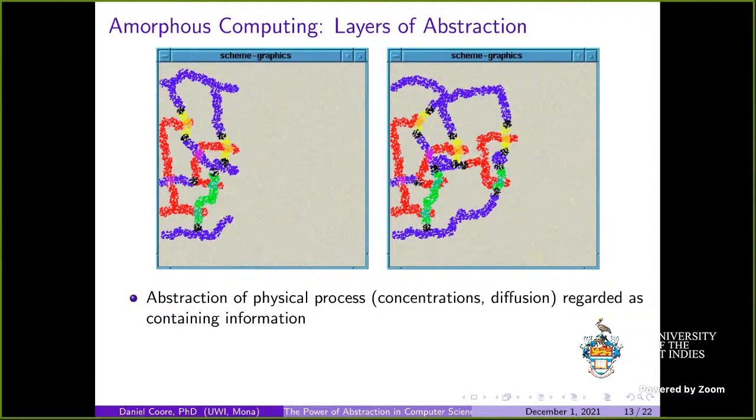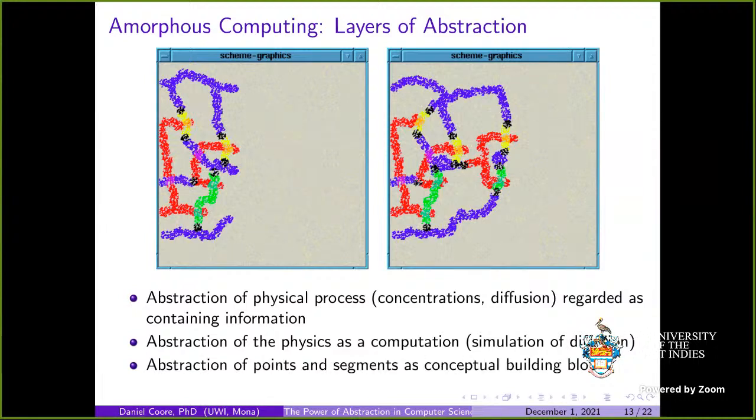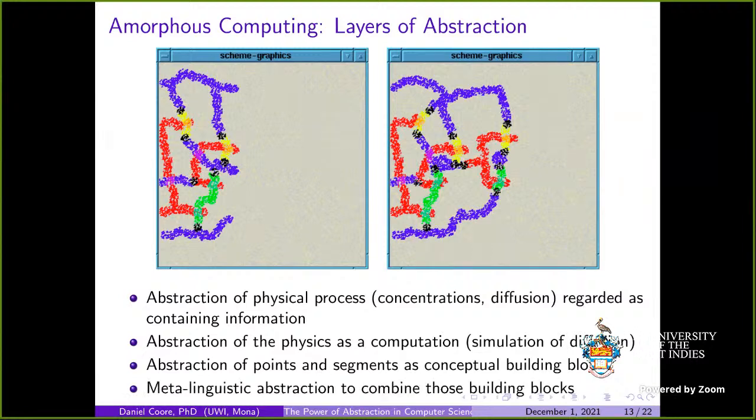So we abstracted a physical process. I regard that as containing information. We abstracted the physics as a computation so that we could simulate the fusion. We abstracted points and segments as conceptual building blocks. And then we applied metalinguistic abstraction to combine those building blocks into the ability to construct even more powerful or more complicated forms. So you can see abstraction was rife throughout this research and tremendously valuable in achieving this objective.